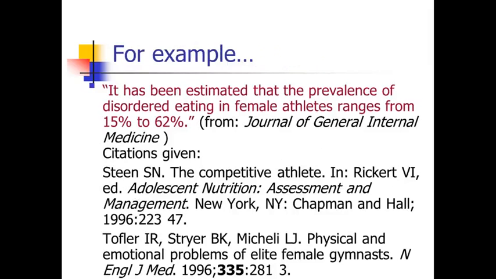So this was from a paper in the Journal of General Internal Medicine. They say it has been estimated that the prevalence of disordered eating in female athletes ranges from 15% to 62%. And they give 2 references for that. One's a book and one's an article. These are from 1996. That article is not the original reference for that statistic. That book, of course, is a review and also is not the original reference. So those are the citations given. But again, they're secondary sources. So notice that this paper was from the early 2000s, and they referenced back to 1996. The original references go back further than that, as I'm going to show you in a minute.